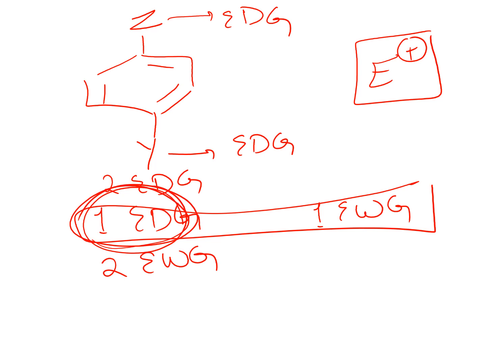So this is very easy to determine. The problem is with case 1 and 3. If both groups are electron donating groups, where will the electrophile go? And if both groups are electron withdrawing groups, where will the electrophile go? Let's look at the first case. Both are electron donating groups.